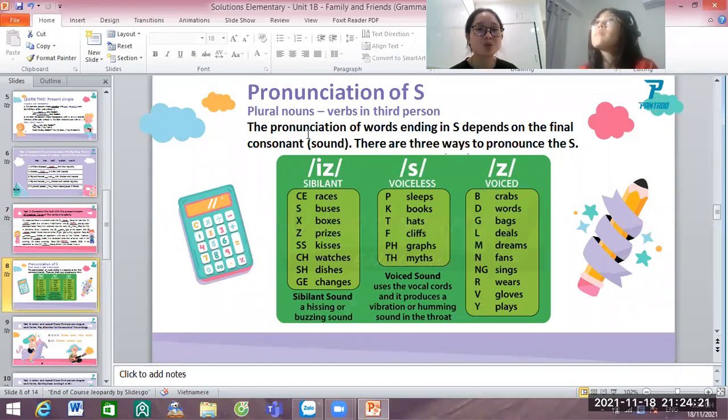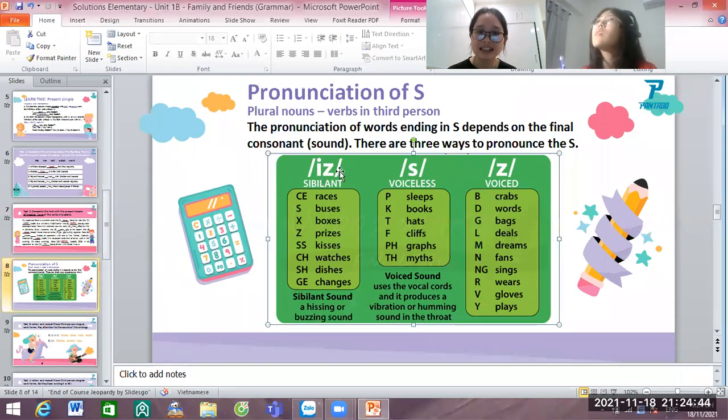We're going to learn the rules of how to pronounce S when we have plural nouns or verbs in the third person. The pronunciation of words ending in S will depend on the final consonant. There are three ways to pronounce the S. The first way is "iz."